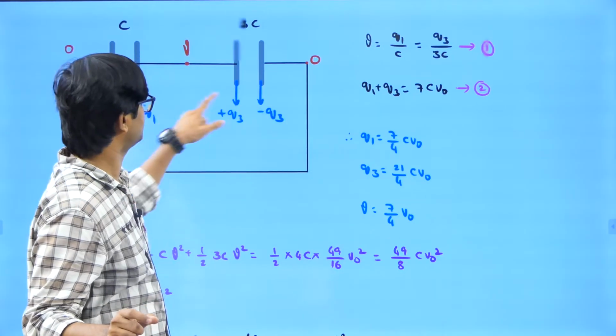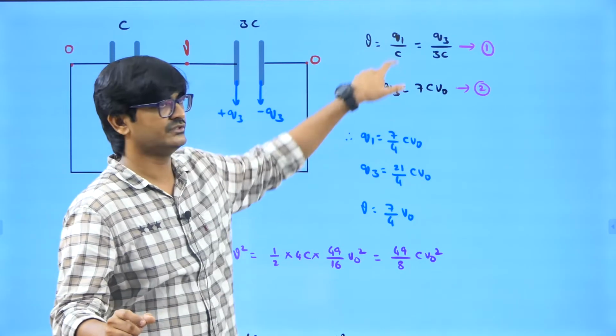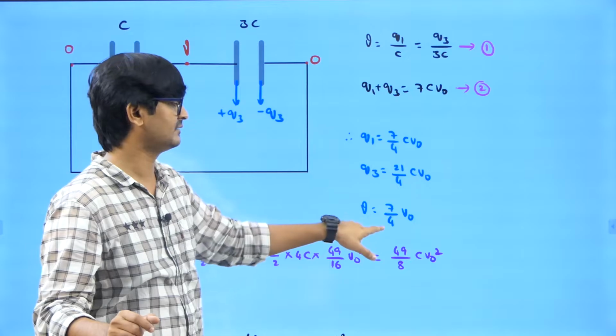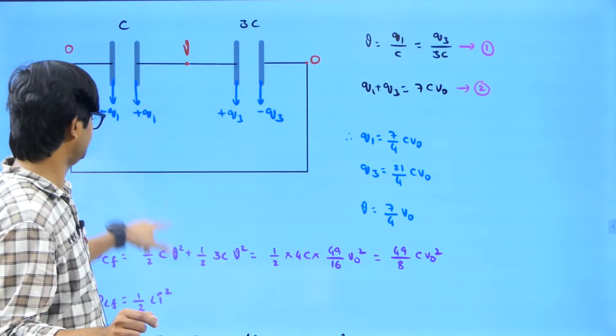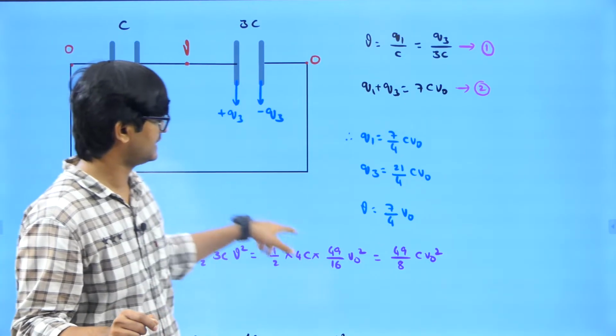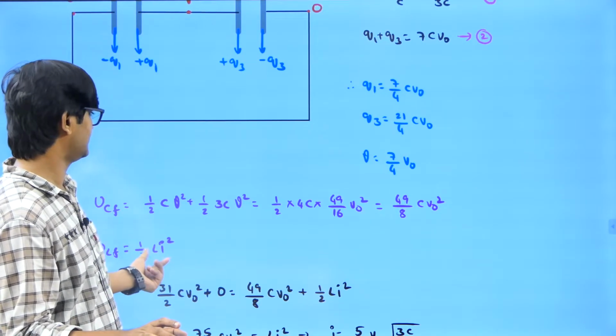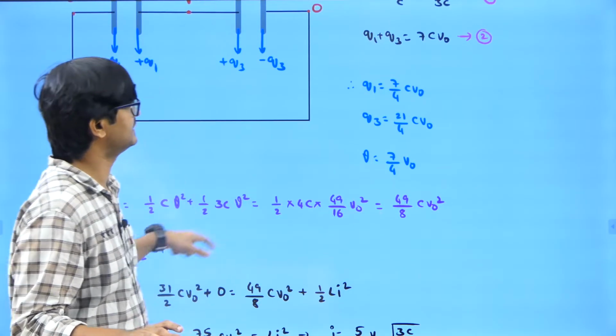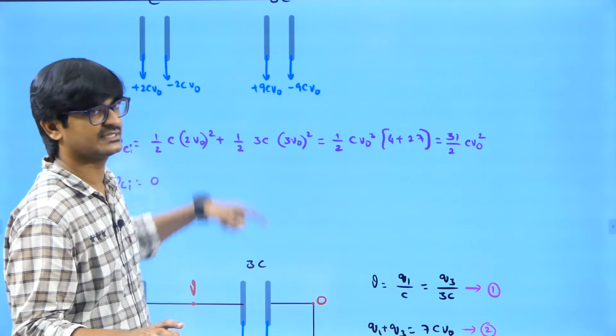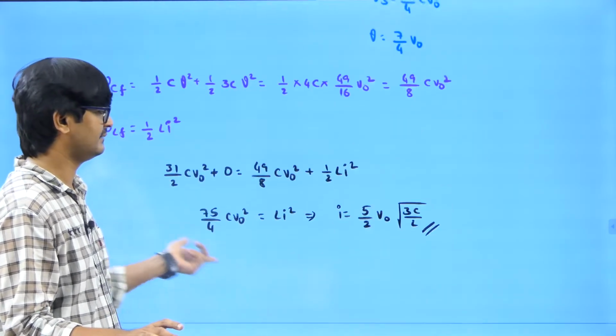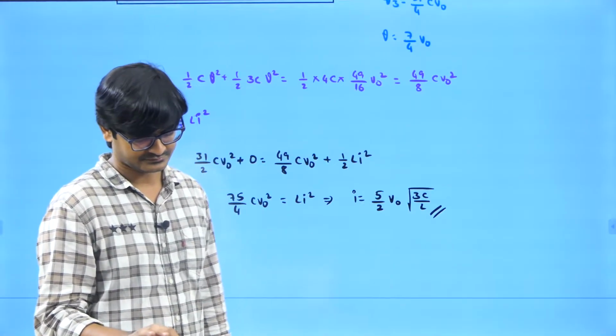So the charge on this one plus this one has to be 7 CV0. When you solve these two, you will be getting the charges, and you will be getting the potential. You can find the energy in this capacitor, energy in this capacitor, and the total energy in the capacitor is this much. So the energy in the inductor is half Li square, but I know the total energy, initial and final, must be the same as the total initial energy. When I do energy conservation, I will be getting the current.